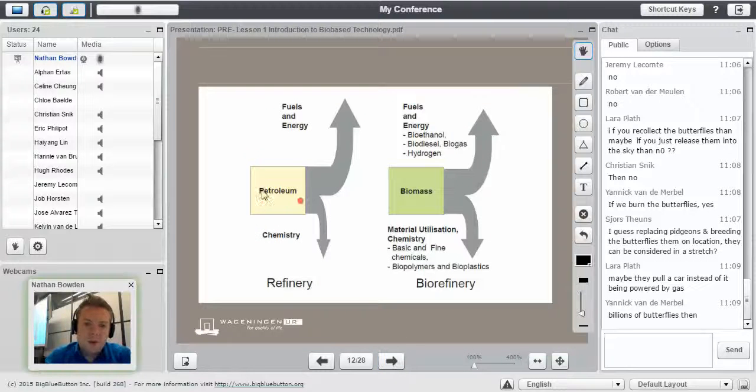A petroleum refinery produces mostly fuels and energy and a bit of chemistry. And in a biorefinery, instead of petroleum, you use biomass. So you make fuels and energy, but you make different types. You make bioethanol, biodiesel, biogas, or hydrogen, and also a large amount of products. So fine chemicals, biopolymers, and bioplastics.